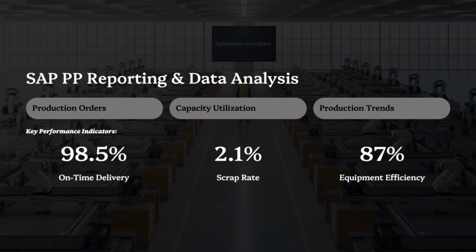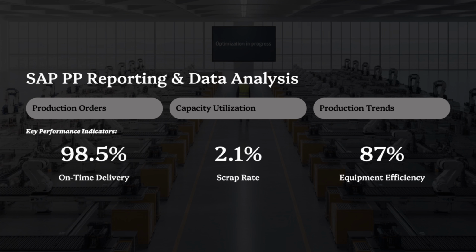Part 7. Reporting and Analytics in PP. Production planning isn't just about executing orders, it's about tracking performance, spotting issues early, and continuously improving. That's why reporting and analytics in SAP PP are so powerful.